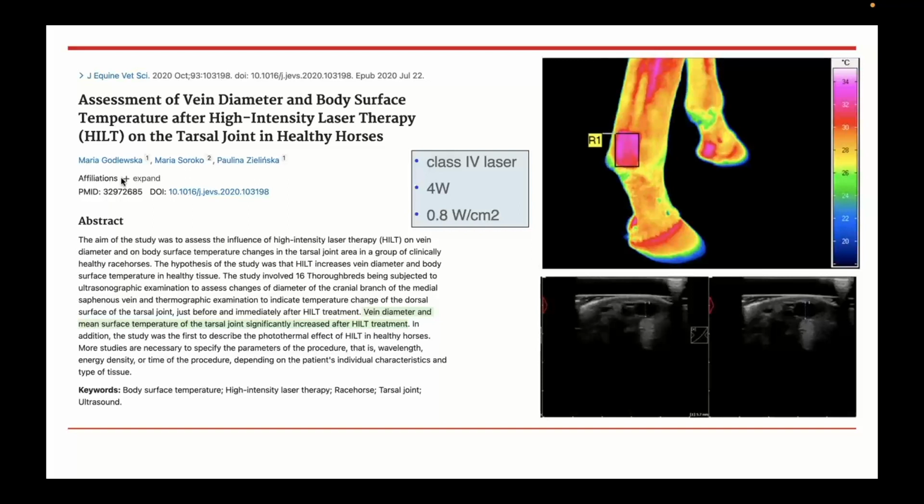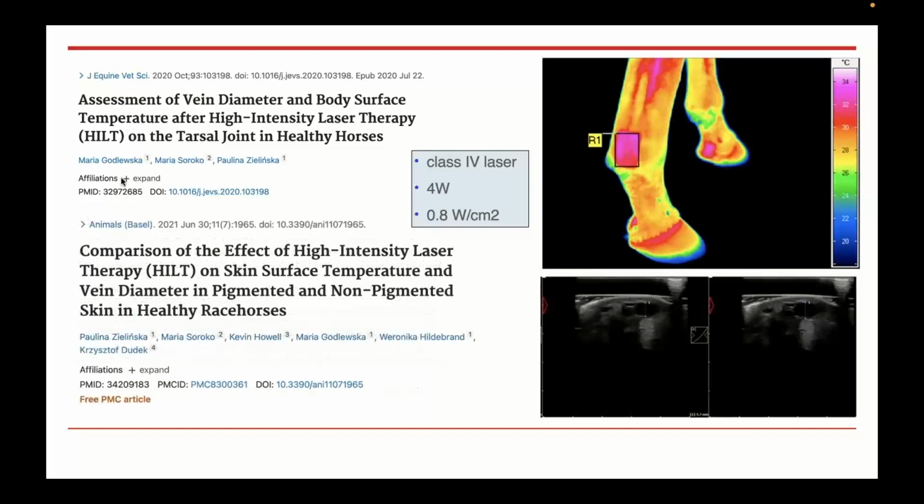And the same research group later on published a very similar study, but this time separating pigmented and non-pigmented horses. And they describe an increase in skin surface temperature in horses with pigmented skin and a decrease in horses with non-pigmented skin. But the vein diameter increased in both groups.